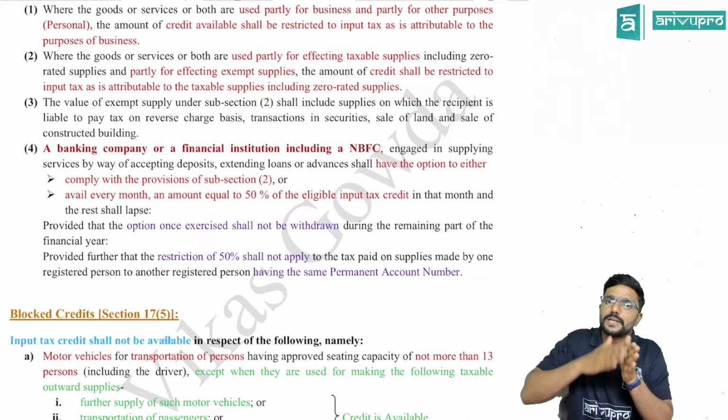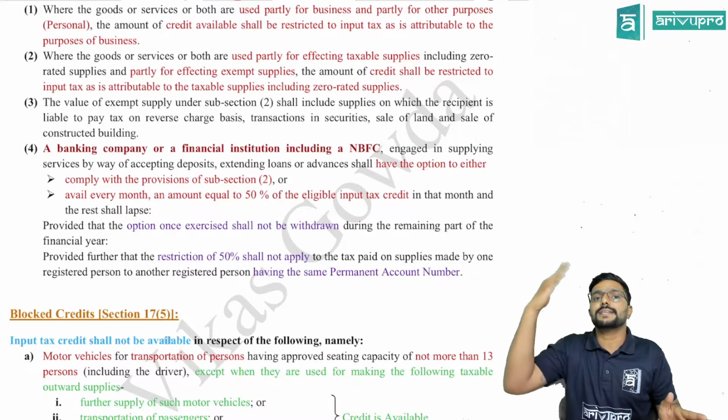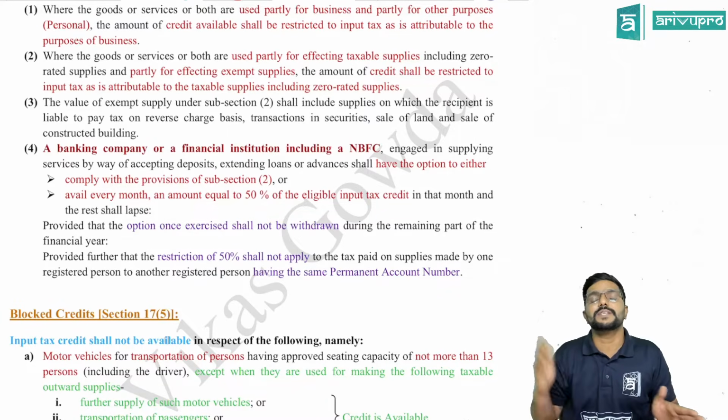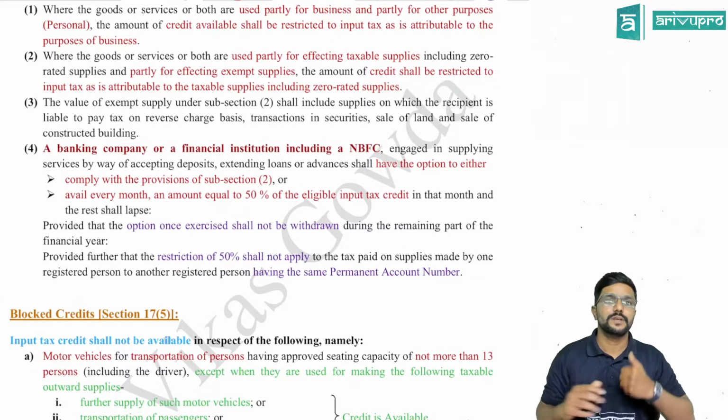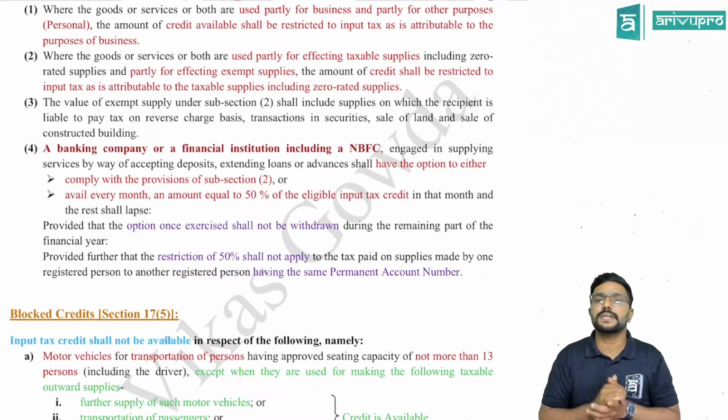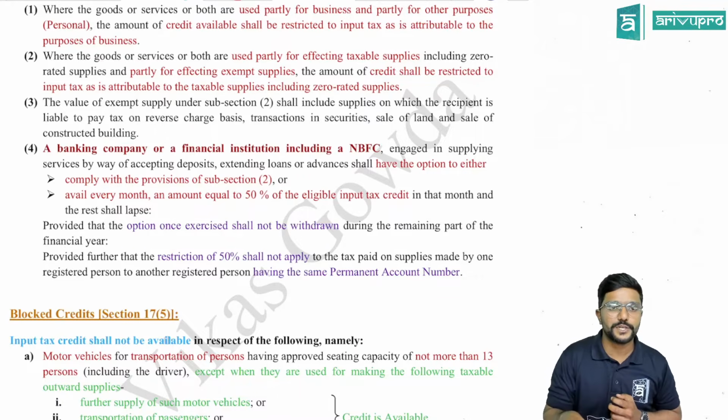Whenever the supplier is supplying something on which tax is payable by the recipient under reverse charge mechanism, for the supplier, it will be considered as exempt turnover. And if he is engaged in sale of securities, sale of land and constructed building, even the sale value would be considered as exempt turnover. This is only for subsection 2 purpose.